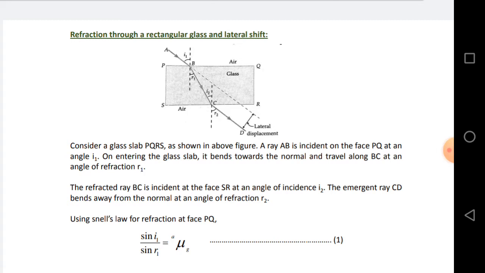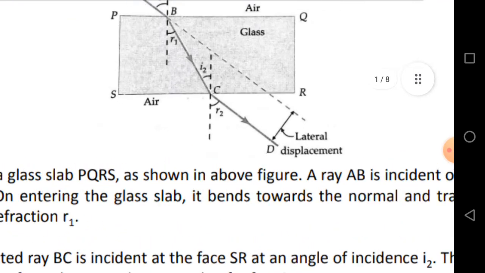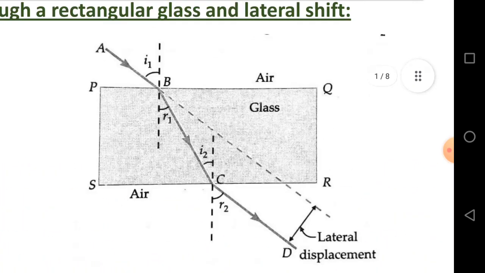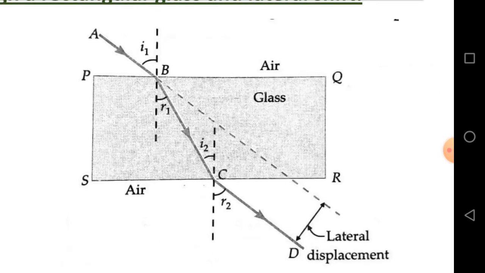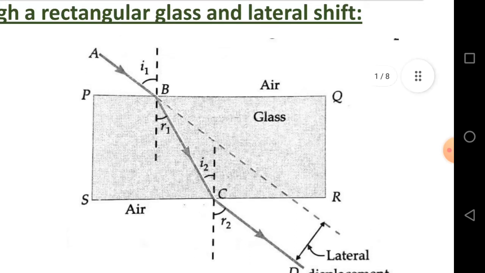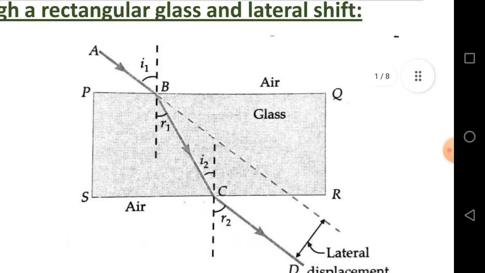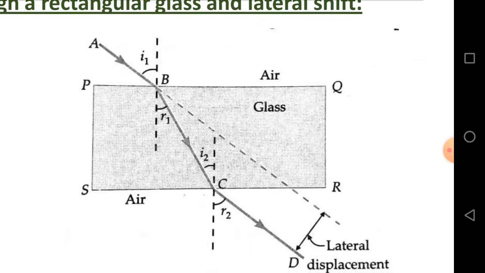Today we will discuss refraction through a rectangular glass slab and lateral shift. See, this PQRS is a rectangular glass slab. The medium is glass and the surrounding medium is air. For the face PQ, AB is the incident ray and BC is the refracted ray, right?